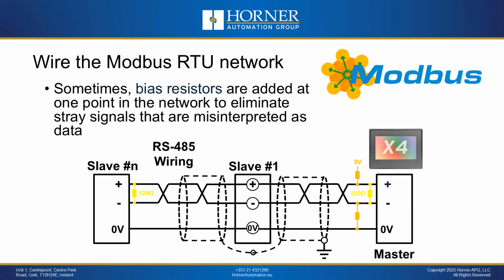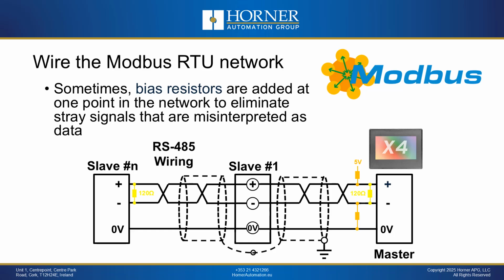Now there's another set of resistors that can come into play on RS485, and that is called bias resistors. So what are those? Those are pull up and pull down resistors that are added at one place on the network, and their job is to take spurious signals and pull them up or pull them down so they do not become ones or zeros and mess up your data.